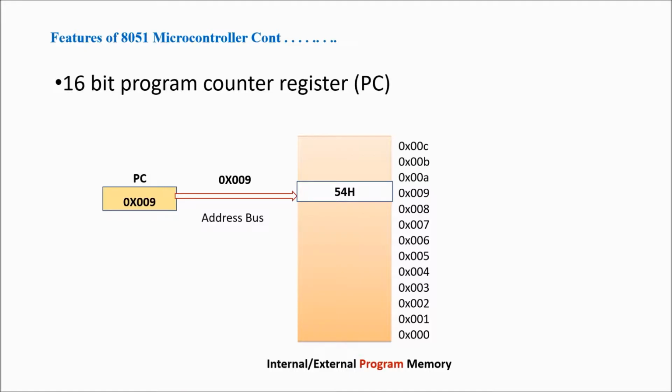So PC is generally used to point internal or external program memory, and that's why it is called as a program counter. After fetching of instruction, automatically contents of program counter are incremented by 1 and it will point to next memory location of program memory.